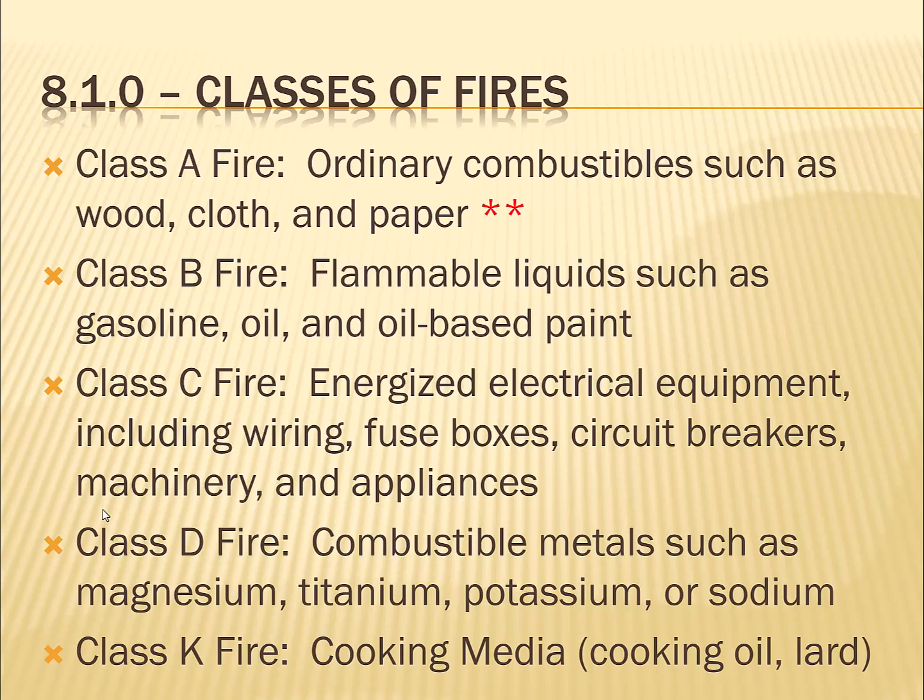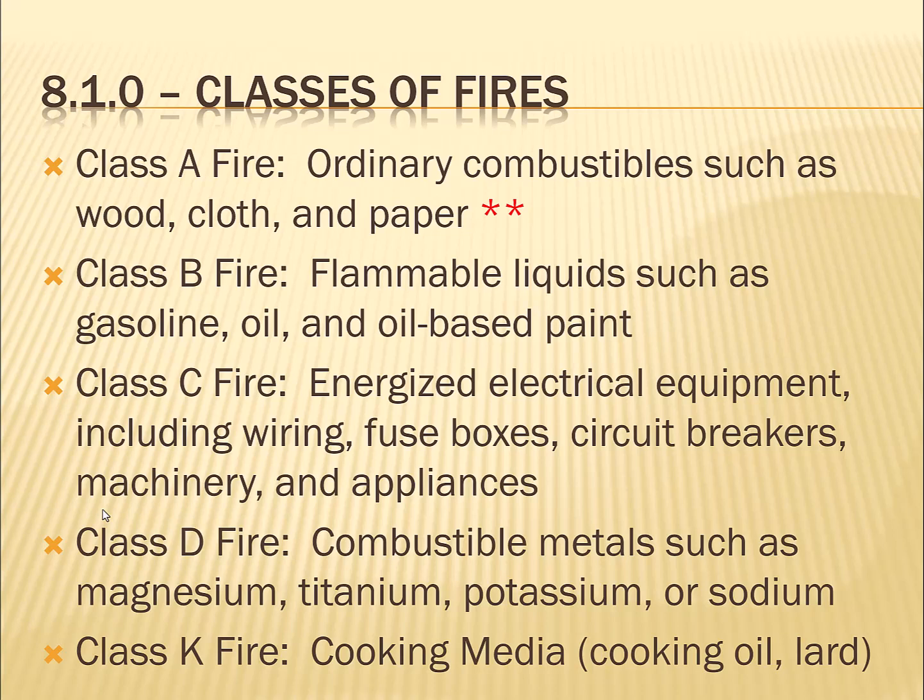Class B fires involve flammable liquids such as gasoline, oil, oil-based paint, anything flammable in liquid form, and somewhat gaseous form too, because they're usually involved together. And then Class C fires involve energized electrical equipment. So, when we talk about an electrical fire, we're not saying that the electricity is on fire. Electricity is the energy that makes other things burn. So it's the heat. It's not the fuel.